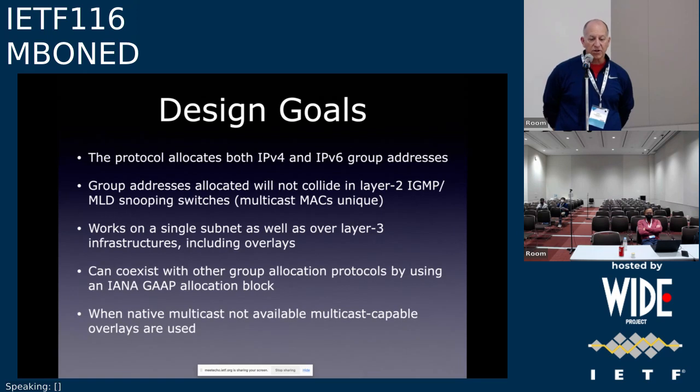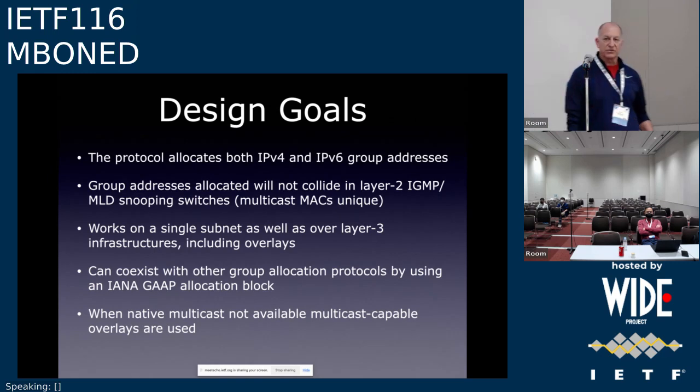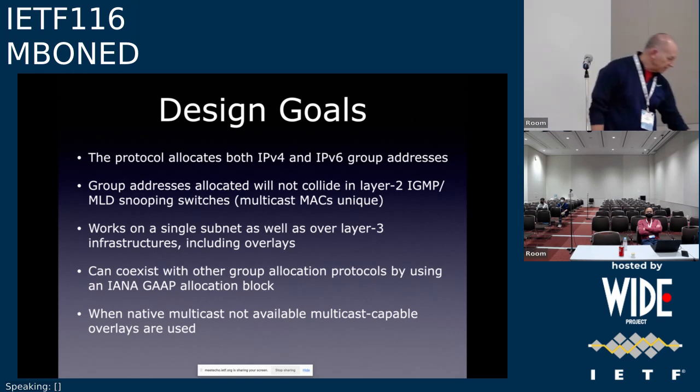It can coexist with other group allocation protocols by using an IANA GAP allocation block. So the idea was to go to IANA and request an allocation block that GAP addresses will hash to, and also request a single multicast address so the GAP protocol could run on that. And of course, when multicast is not available, use multicast capable overlays.